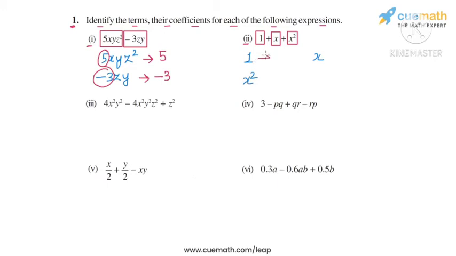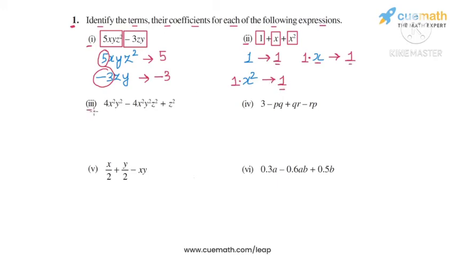So for 1, it will be 1 itself. For x, you can think of the term x as 1 into x. So the coefficient of x will be 1. And similarly for x square, you can think of the x square term as 1 into x square. So the coefficient of the x square term will also be 1. So the three coefficients in part 2 are 1, 1 and 1. Now let's come to part 3.